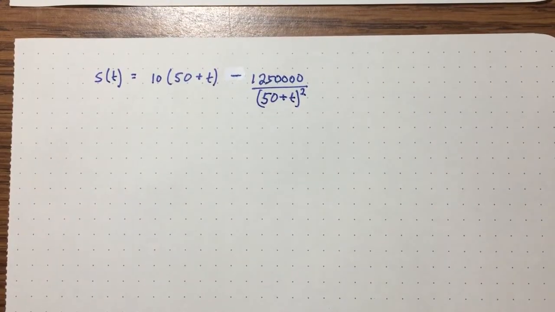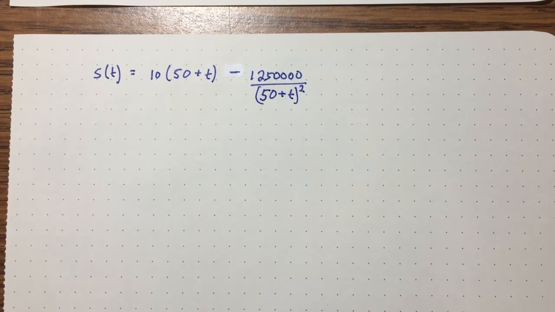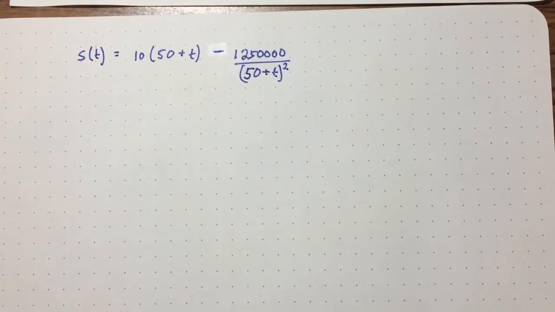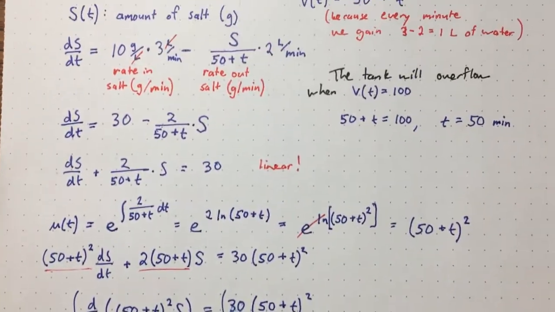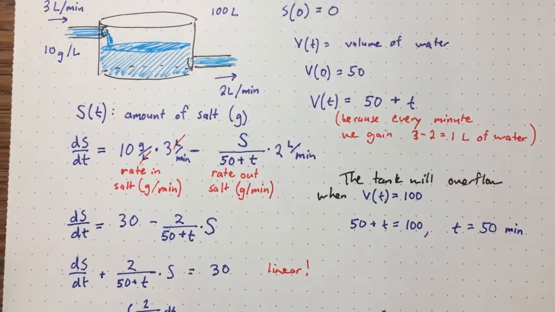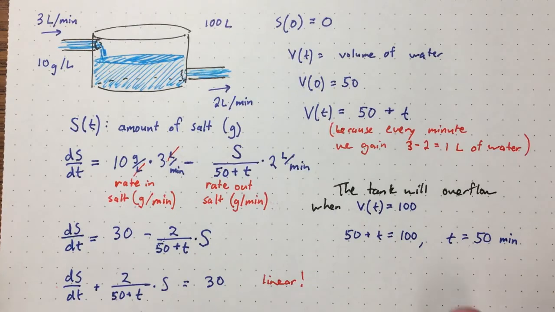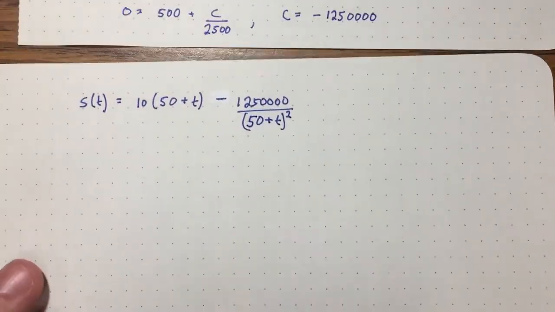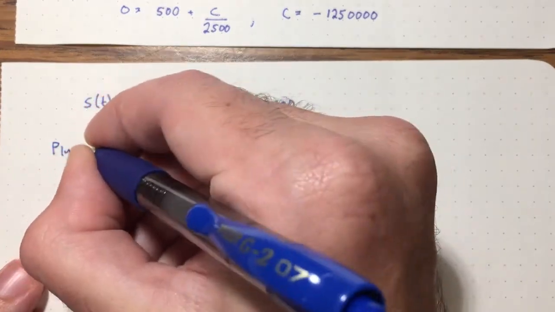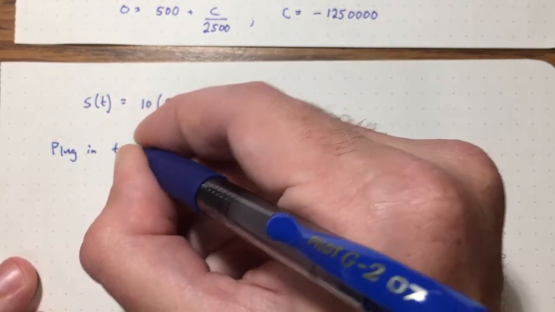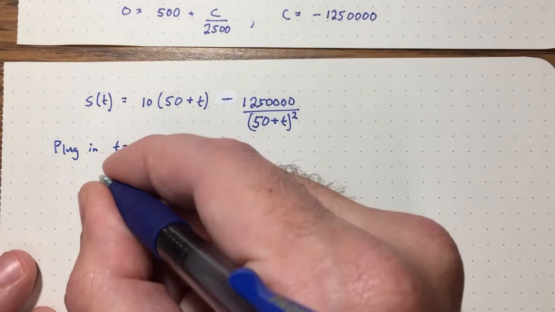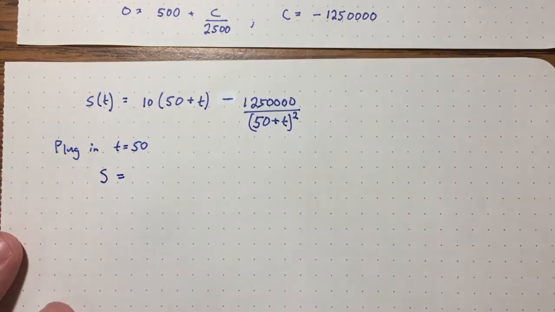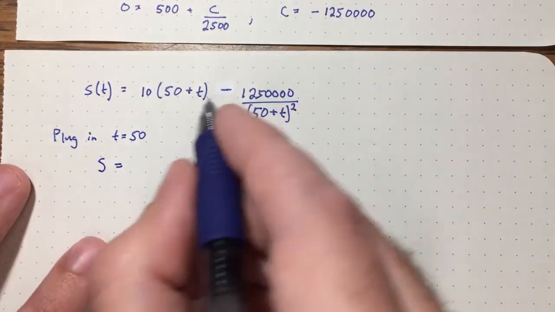And what do we want to know? We want to know what the concentration is when the tank overfills. And a tank will overfill at t equals 50. So we just have to plug in t equals 50. And so we want to know what s is. Well, actually, more accurately, we want the concentration, but let's figure out what s is first.